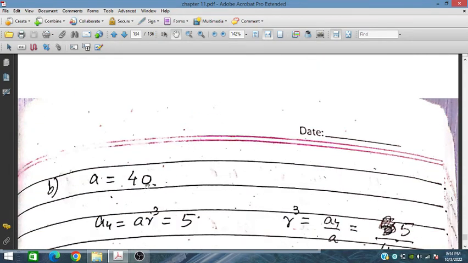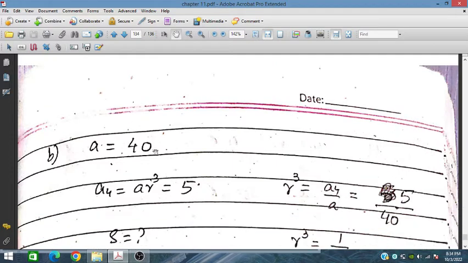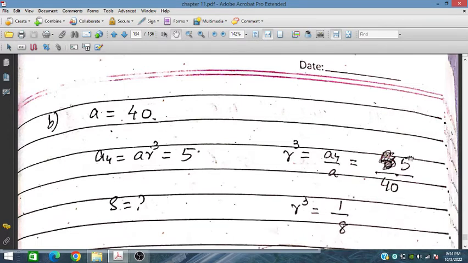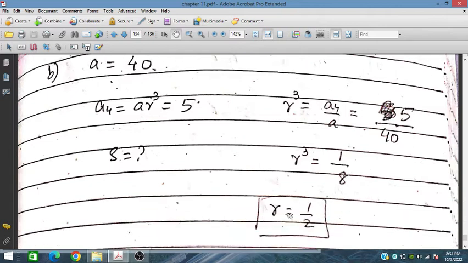In part B, a is given as 40, and the fourth term is given as 5. So we will use this to get the value r cube is equal to a4 divided by a. This a4 is a r cube, so this is 5 and this is 40. So r cube is equal to 5 upon 40, which means 1 over 8. So r cube is equal to 1 over 2 cube. So r is equal to half.